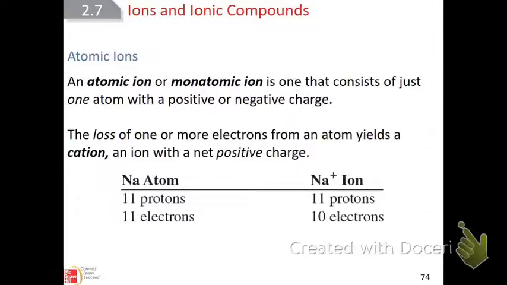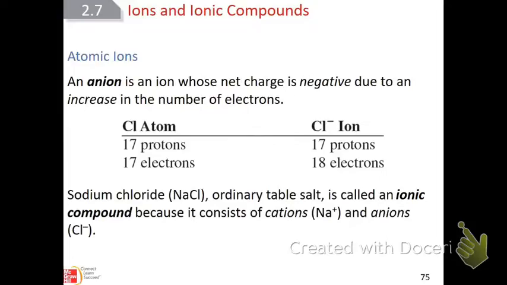Since it loses one electron, it has a positive 1 charge, and you would write its formula as Na with a +1 charge. And then on the next slide here, it talks about anions. An anion is one that has gained electrons so that it can become like a noble gas.